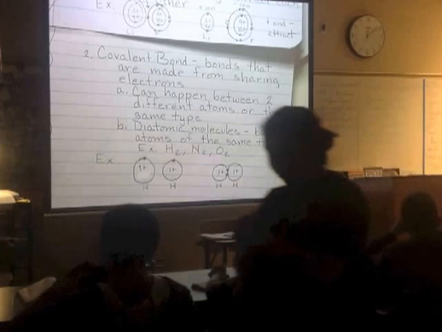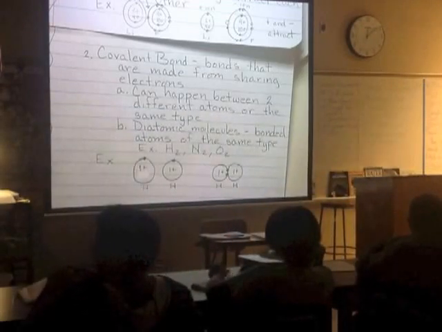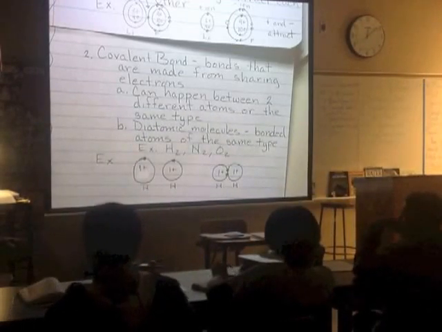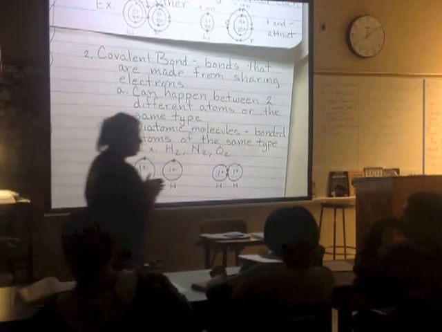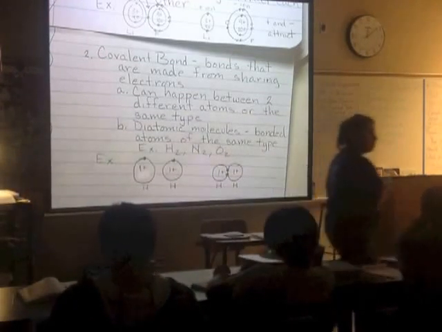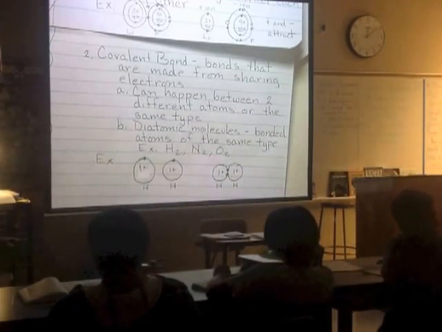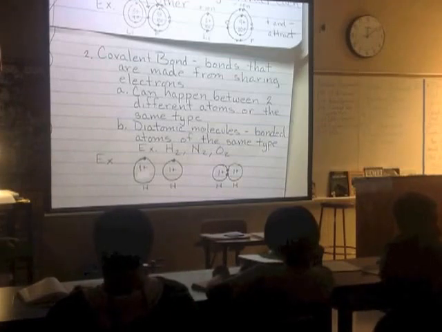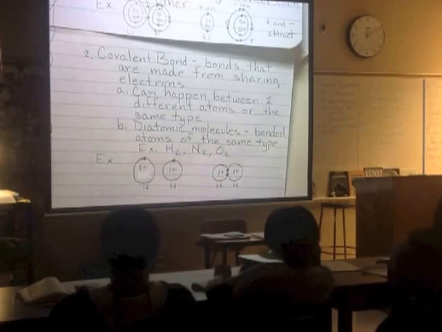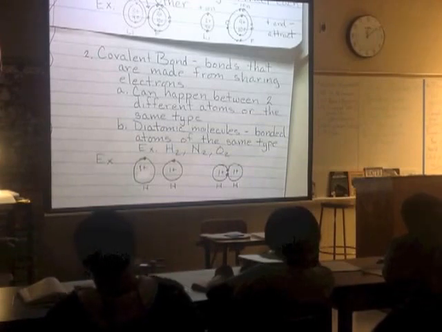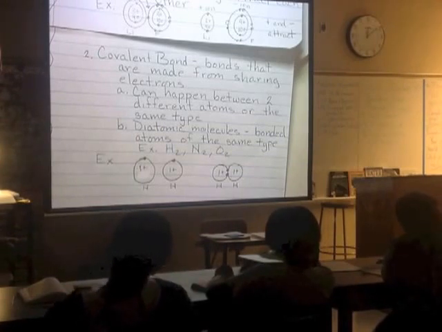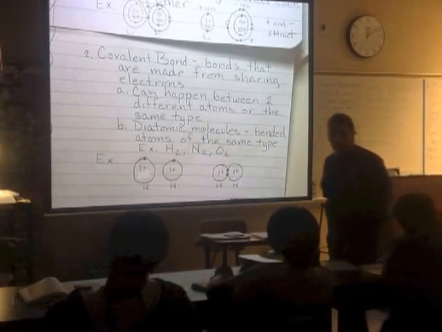Okay, so first let's talk about your general statements. Adan, could you read yours for us, please? A covalent bond can happen when there's two different atoms. Okay, very good. Alright, Joanna, could you read yours, please?